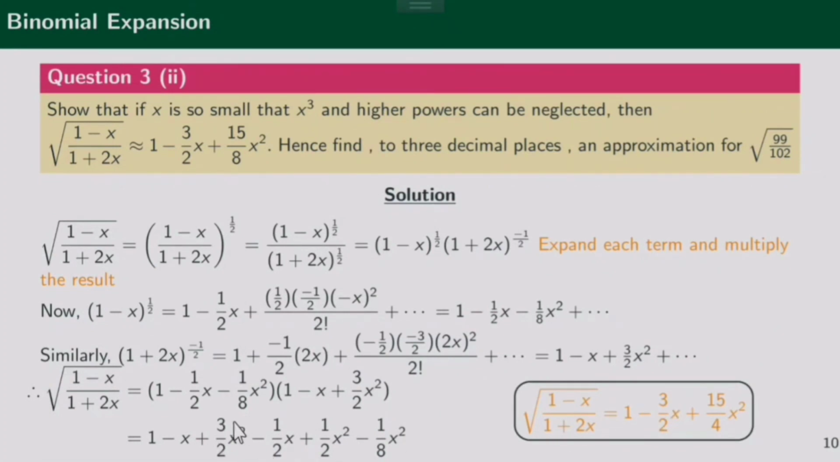This term is a term in x squared, this is a term in x squared, and this is a term in x squared. So I have to bring them together, so I will just add their coefficients. I will take 3 divided by 2, I add it to half, and I subtract 1 divided by 8. Punching that on the calculator will give me 15 divided by 4x squared. And we have 15 divided by, it's supposed to be by 8x squared. So try it again and see. So it's 15 divided by 8x squared. So we have come out with that expansion.